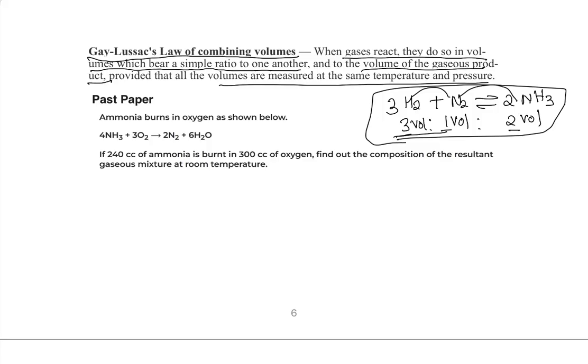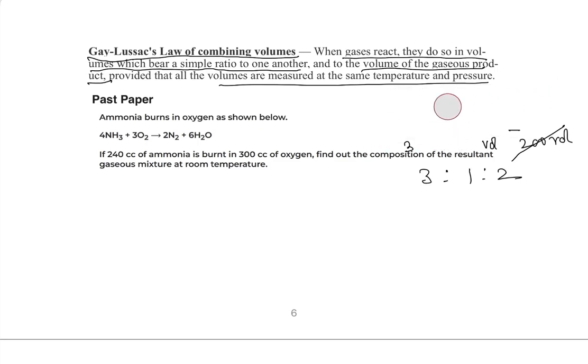So if you are going to prepare ammonia, let's say you have taken 300 volumes of hydrogen. Then nitrogen will become 100 volumes and you will get 200 volumes of ammonia. So again the ratio will always be 3:1:2. That is the overall understanding of this law. Now let's apply this concept to solve numericals.